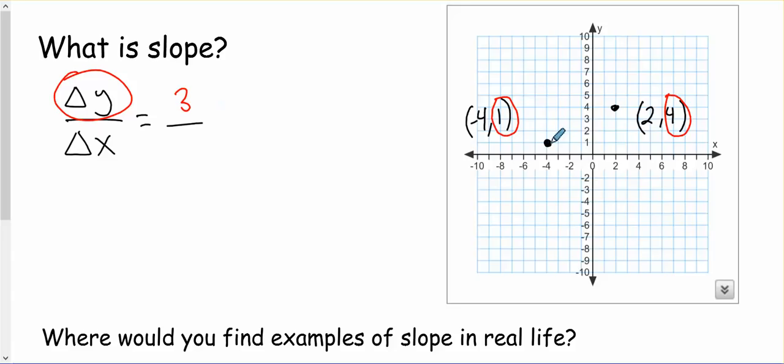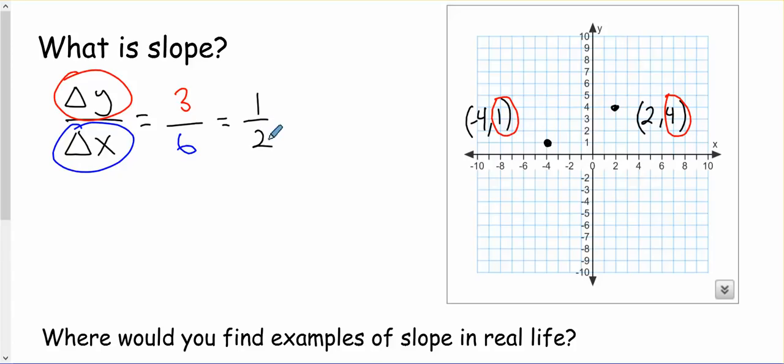Now we need to say how far do we move left or right. In this instance, we're moving to the right, well, from -4 to 2, that's 6 units. 1, 2, 3, 4, 5, 6. So our change in x is 6. Now we can simplify that. 3 and 6, 3 goes into both of those, so that simplifies to 1/2.